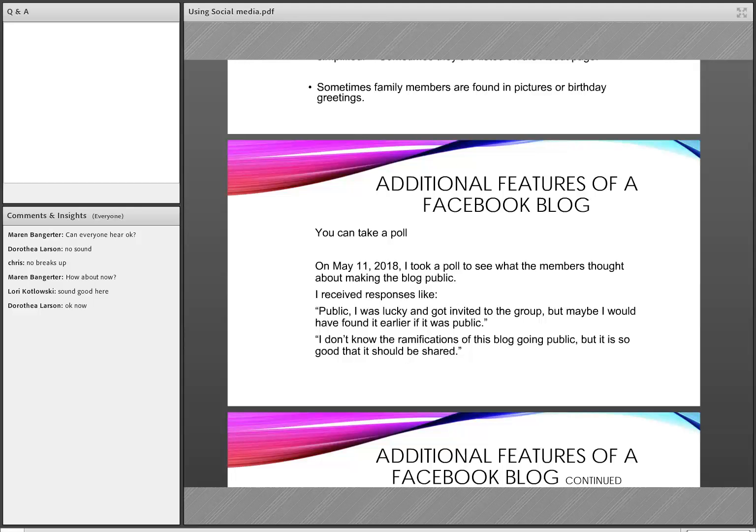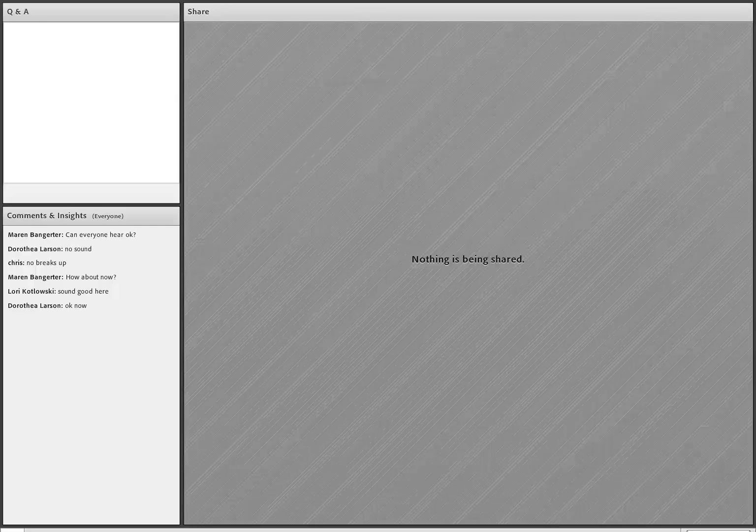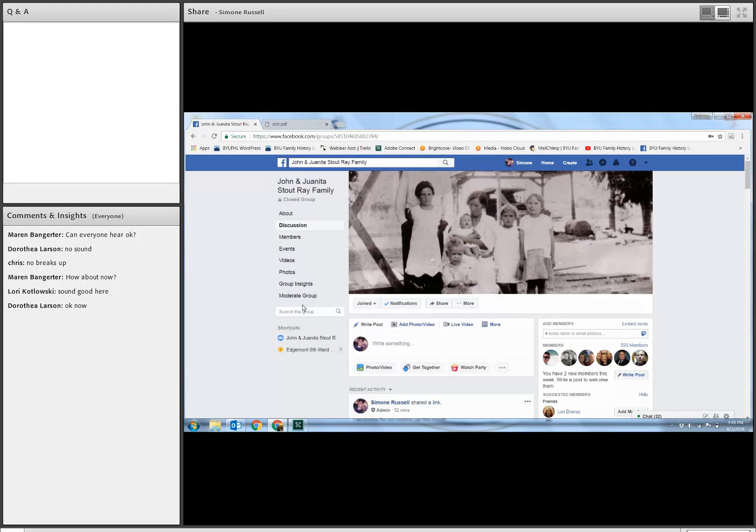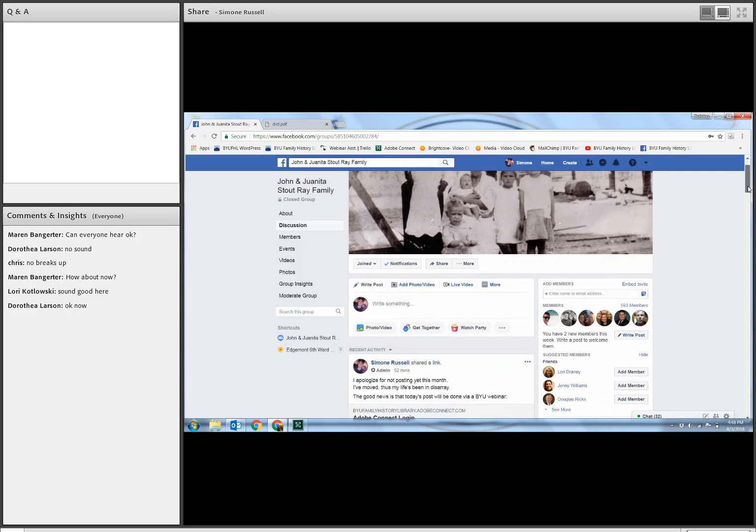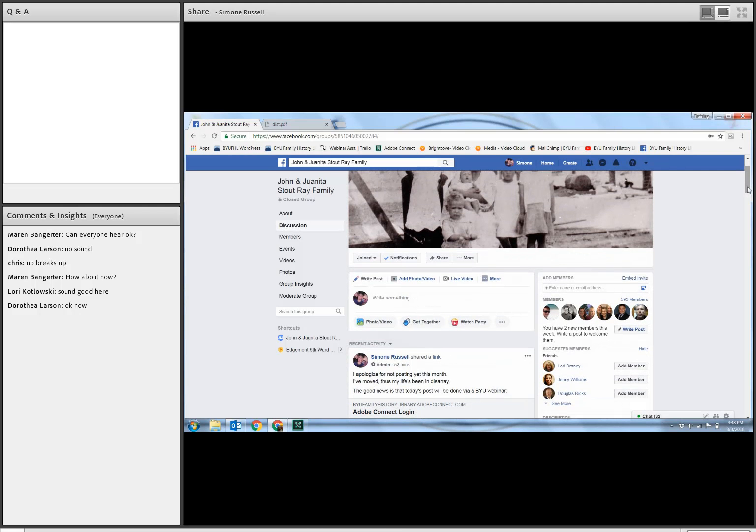So, additional features of a Facebook blog. We're going to go to my Facebook page and talk about that. Okay. So I took a poll one time because I had a question for the members. You can see on this blog that I have 593 members, so that's quite a few. I was just wondering if they were interested in going public or staying a private blog where, if somebody wants to join, they have to request to join. And most of the members requested to stay private.